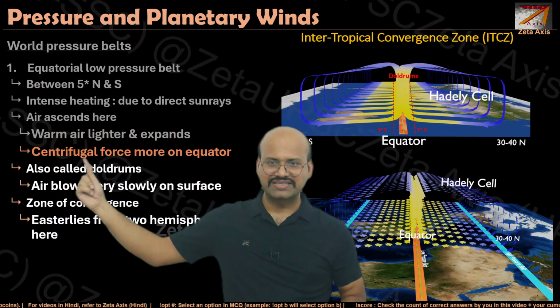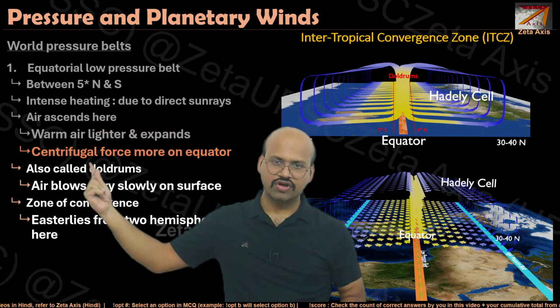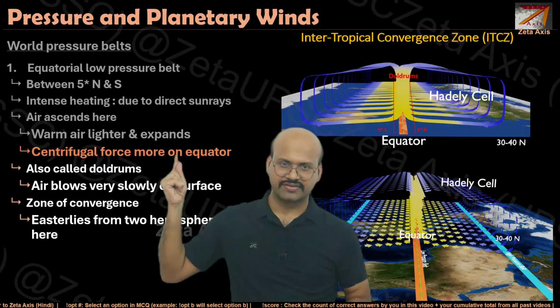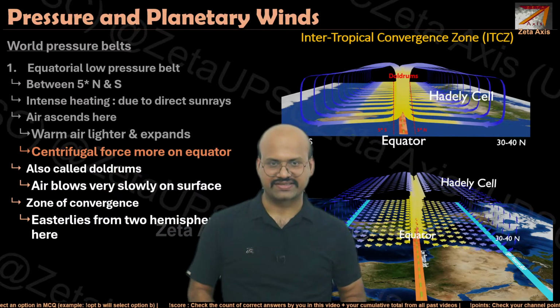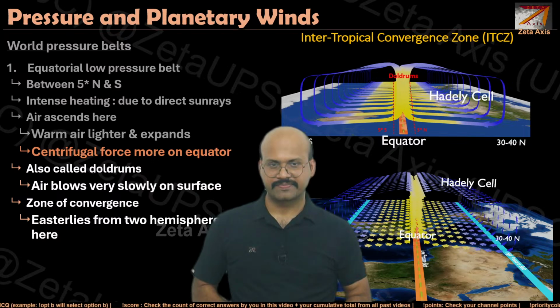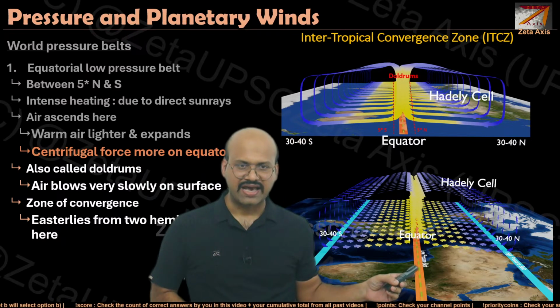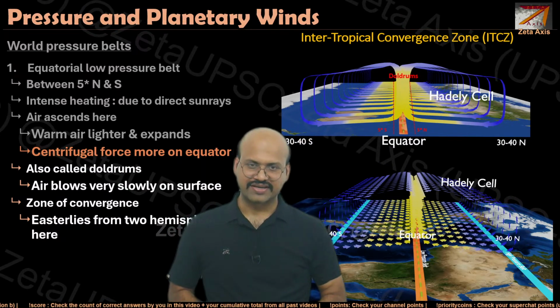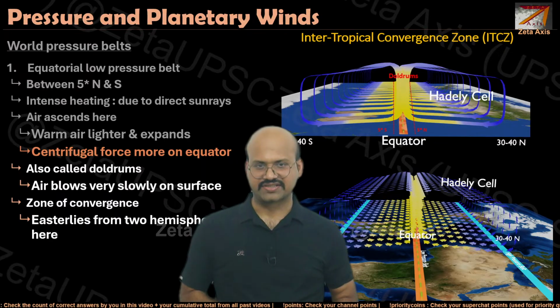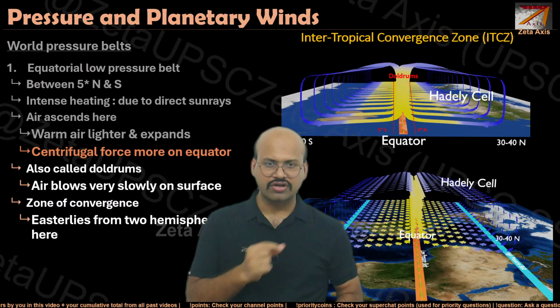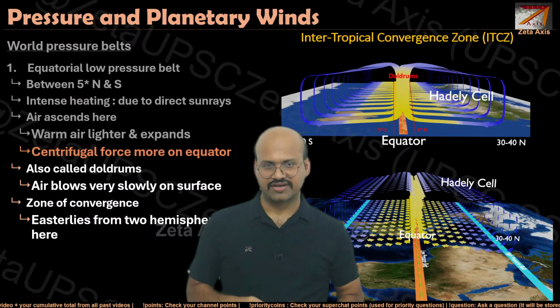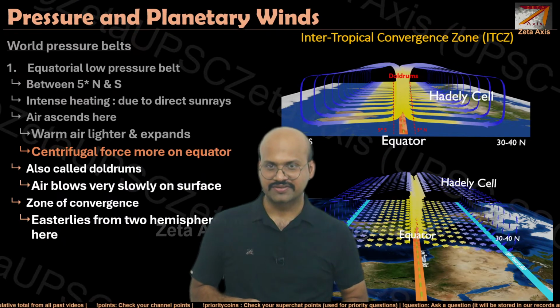There is also centrifugal force. Centrifugal force is maximum on the equator. Therefore, this centrifugal force also aids in the rising air. So we see that air continuously rises up in this region, creating a permanent low pressure region. And this is felt all across the globe. Along the equator, throughout the year, we experience a low pressure region.